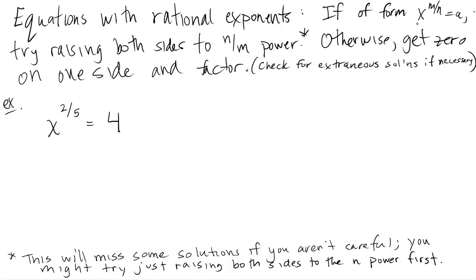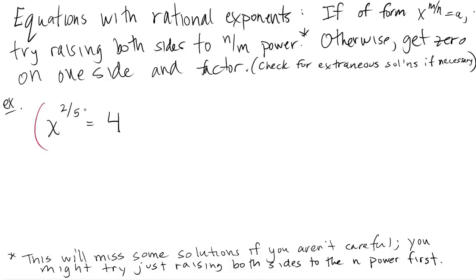If you have an equation of the form x to the m over n equals a, where a is just a number, try raising both sides to the n over m power. That is, use the reciprocal. Now, I note here that if you're not careful, you'll miss a solution. You have to remember what your step means. I'm going to explain that as I go. I have an otherwise here, but we'll get to that in the next example.